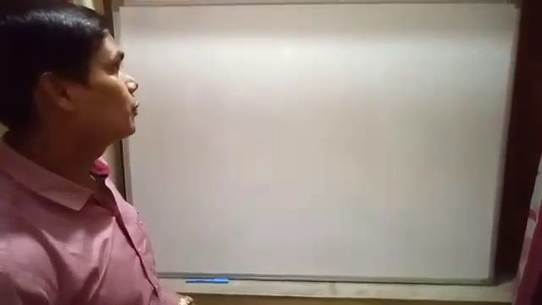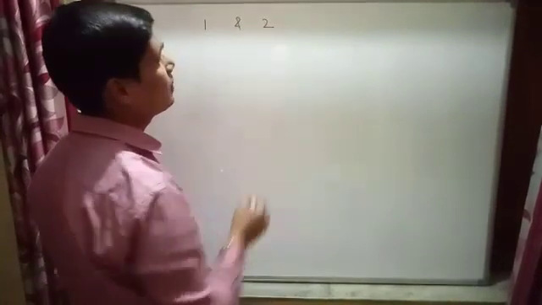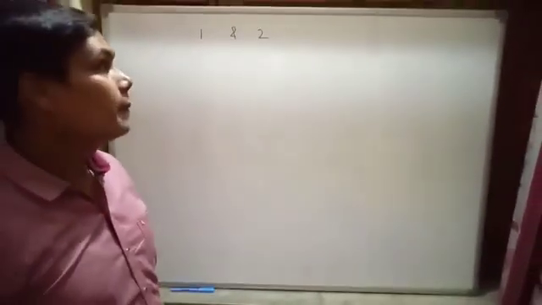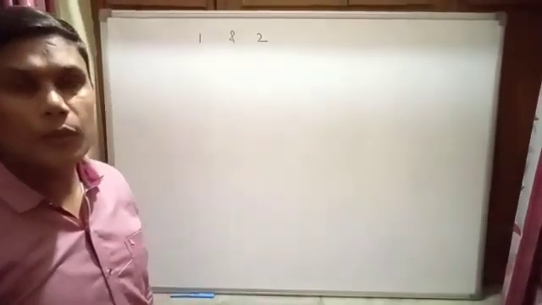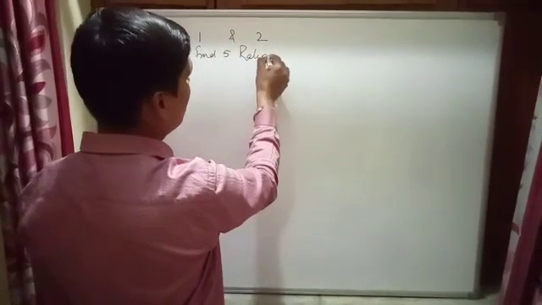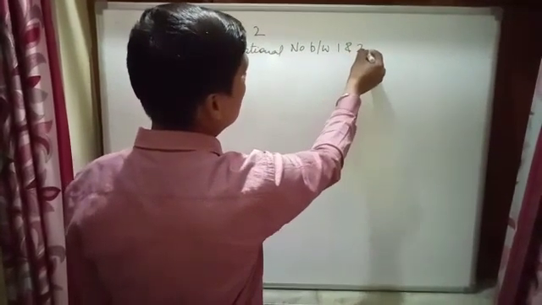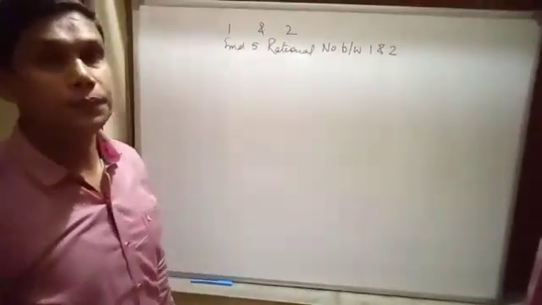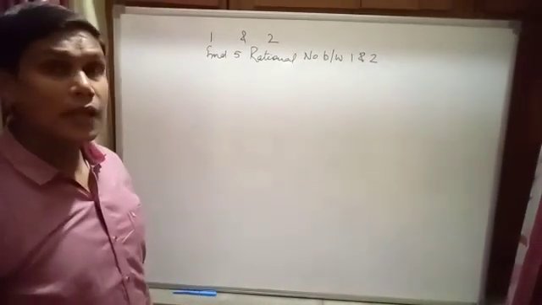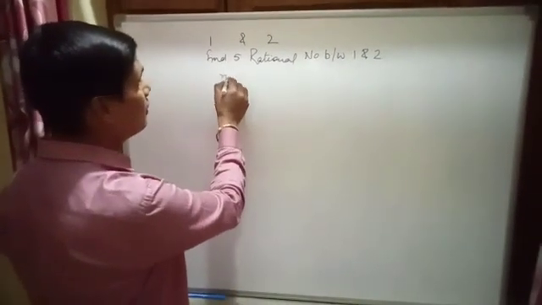Suppose there are two numbers, like 1 and 2, and we want to find five rational numbers between them. Find five rational numbers between 1 and 2. This is the question. How will you find it? I am telling a simple process to you. You have to find five numbers between 1 and 2.